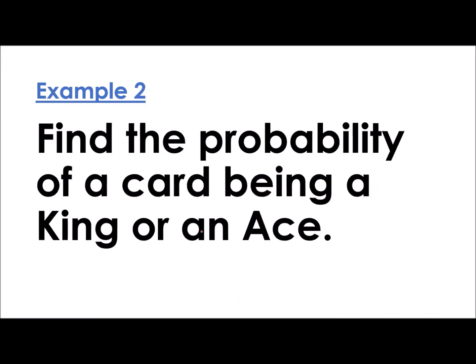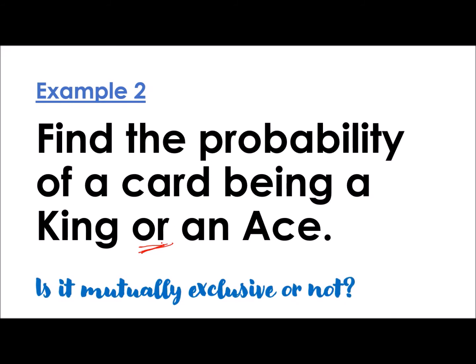Okay? Now, example number 2. Paano pagka ginawa na siyang or? Okay, find the probability of a card being a king or an ace. Is it mutually exclusive or not? Pwede ba siyang mangyari at the same time o hindi po?